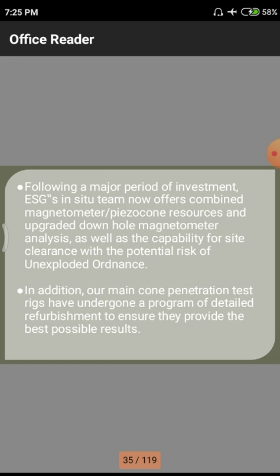Next one: following a major period of investment, ECG Institutum now offers a combined magnetometer and upgraded downhole magnetometer analysis, as well as the capability of site clearance with potential risk of unexploded ordnance. That means here we have a magnetometer. This magnetometer is used to locate the north pole and south pole. Normally with the help of magnets we locate where the north pole and south pole are. In our surveying also we use magnetic compasses to locate directions. By using these magnetometers, we can tell if there are any substances below ground level of importance.